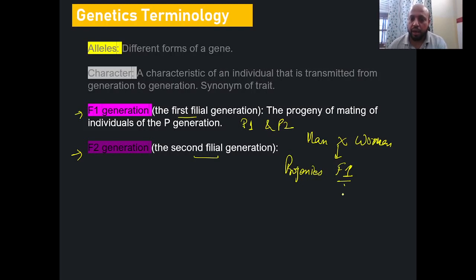Similarly, the offspring which I am having, those will be called the second generation, and this is the second filial generation. You have often heard this also: the grandparents are the parental population, then the first generation is their children, and then they have other children, the grandchildren, who will be called the F2 generation. It is as simple as that.